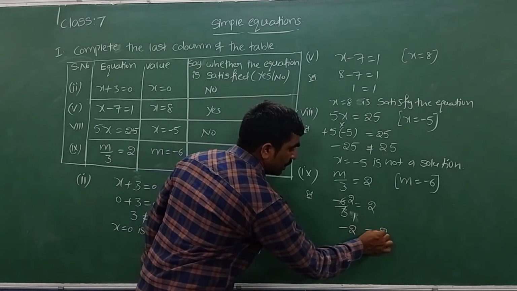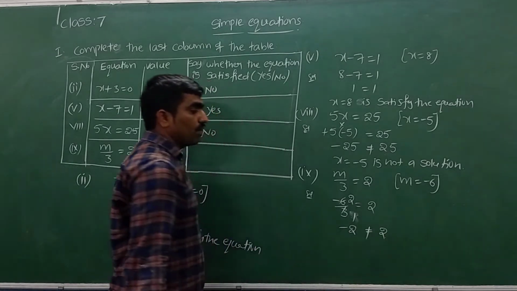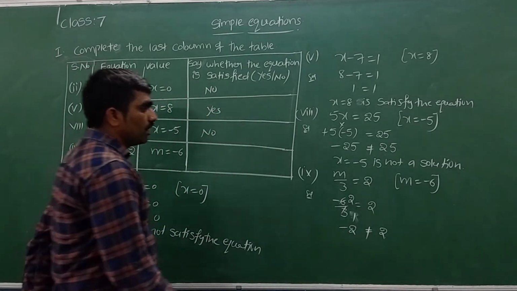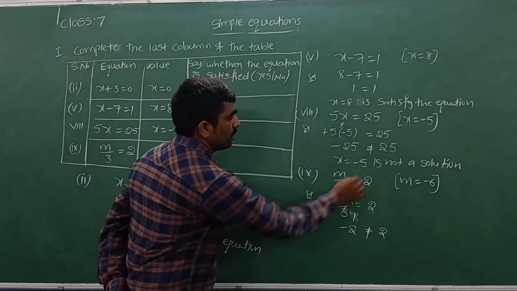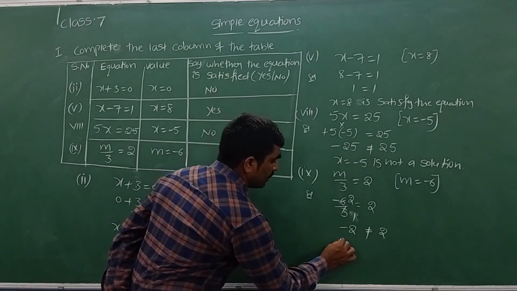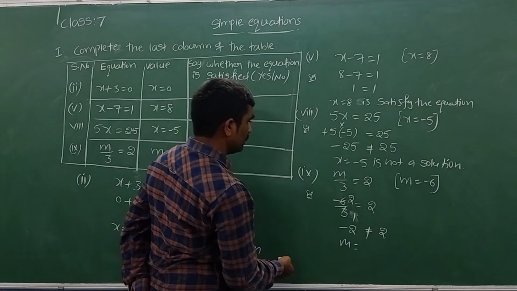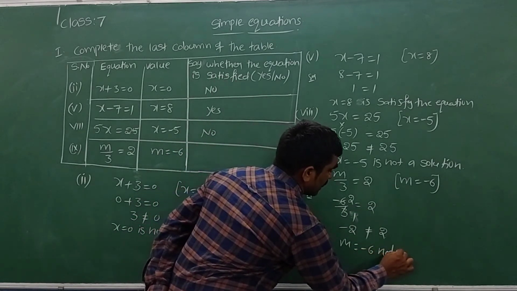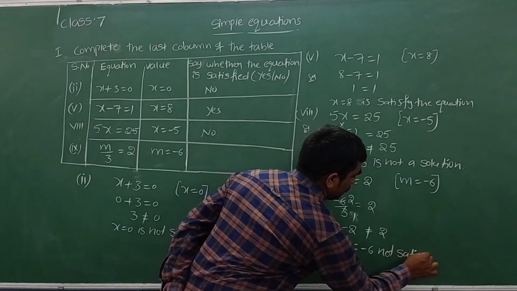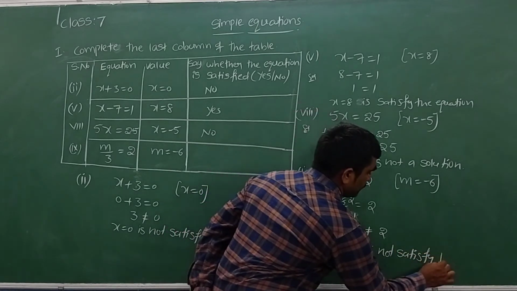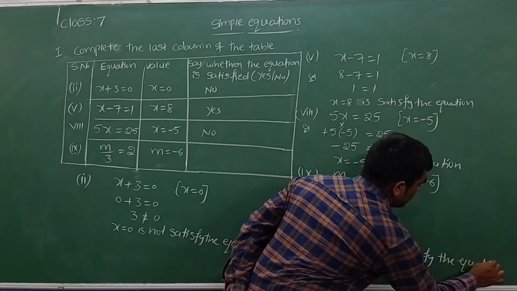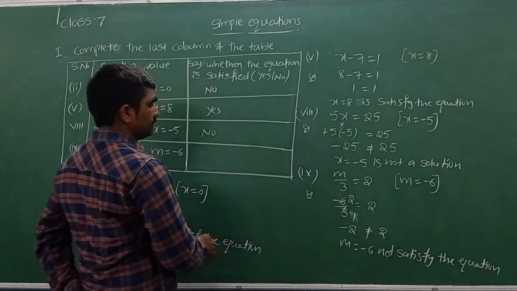RHS is what? 2. Can we say both are equal? Both are not equal. So what can we write? M is equal to minus 6 is not a solution. M is equal to minus 6 does not satisfy the equation. So if it does not satisfy, it is not a solution.